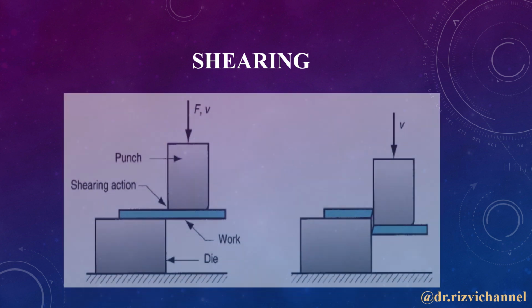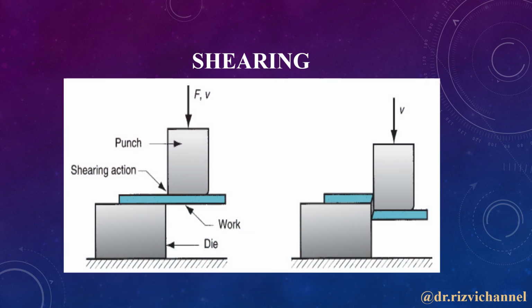Next process is shearing. Shearing is basically tearing off the material from the parent material. And here you can see the die, this is the punch and this sheet is being sheared off and cut into two halves as and when required.